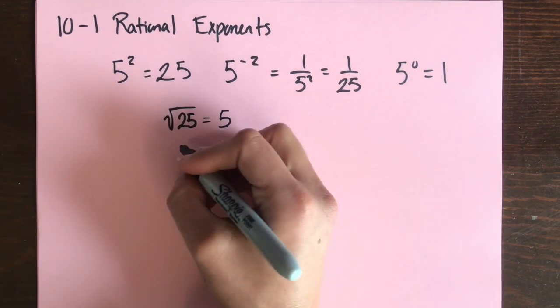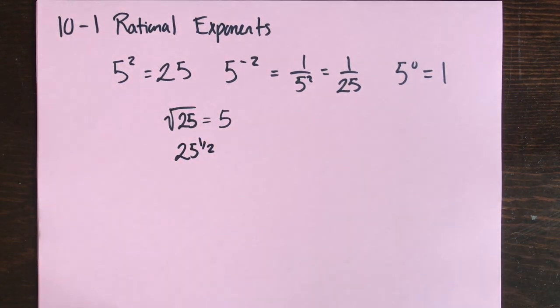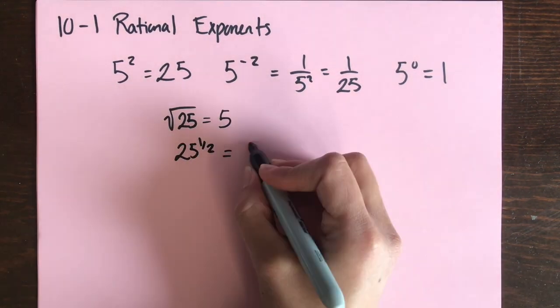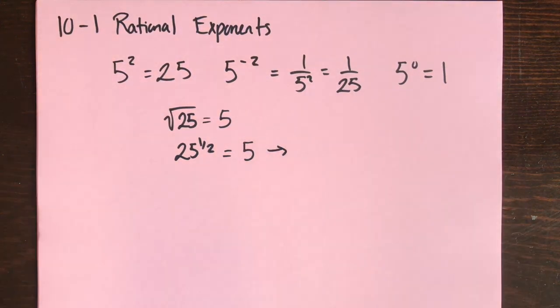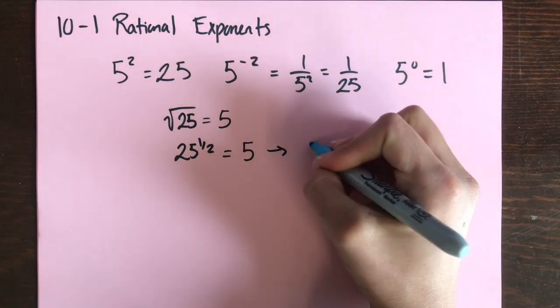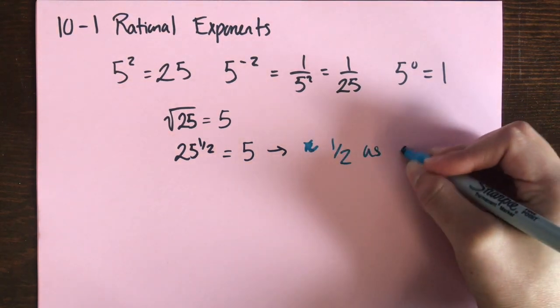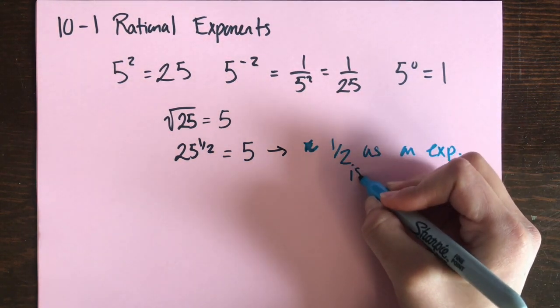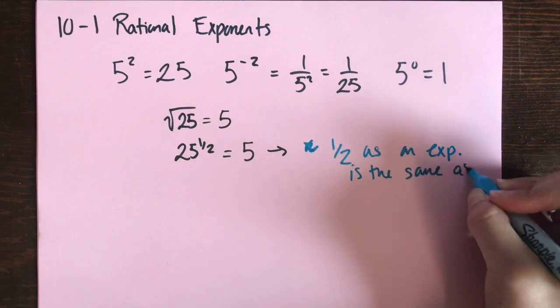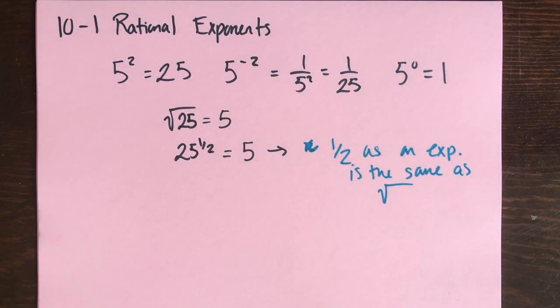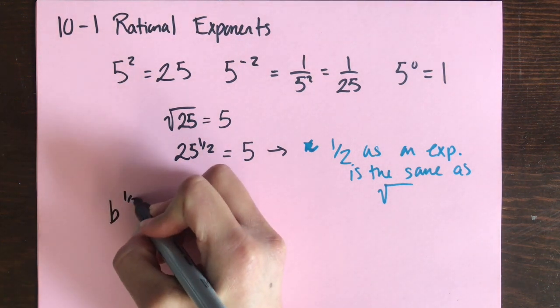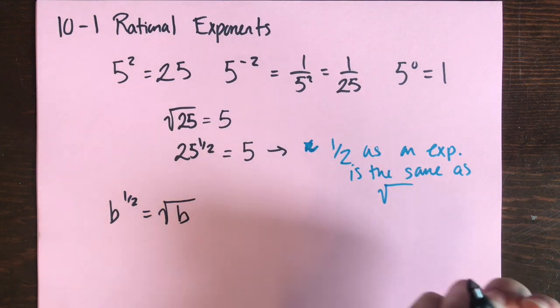So we know that the square root of 25 is equal to 5. But what about 25 to the 1/2 power? Well, that's also going to be equal to 5 because the exponent 1/2 is actually the same thing as the square root. It's just another way of writing it. So what we're going to do in this chapter is have a lot more fractional exponents, which are all going to be square roots, cubic roots, etc.